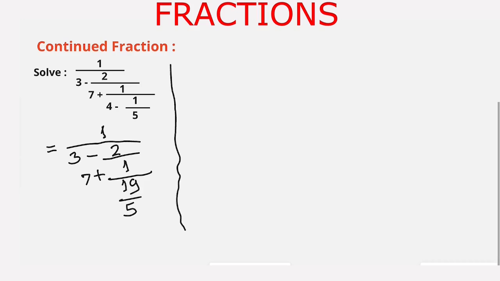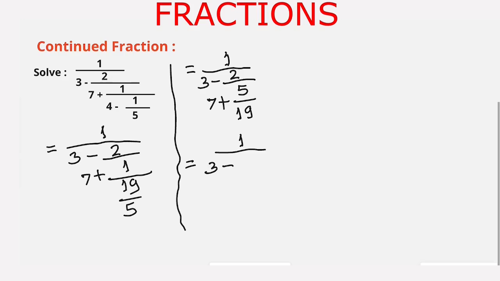Our next step is equal to 1 upon 3 minus 2 upon 7 plus. Now the denominator of denominator becomes numerator. So it is 1 upon 19 upon 5. So 5 comes into the numerator. 1 multiplied by 5 is 5 upon 19. This is equal to 1 upon 3 minus 2 upon. Now we have to solve 7 plus 5 upon 19. 7 times 19 is 133 plus 5 is 138 upon 19.